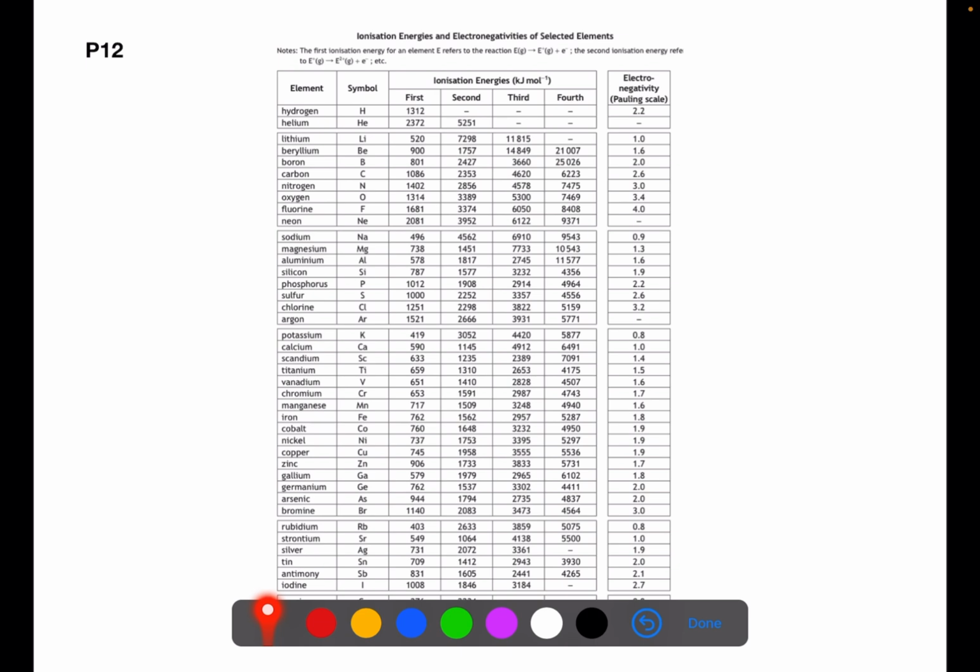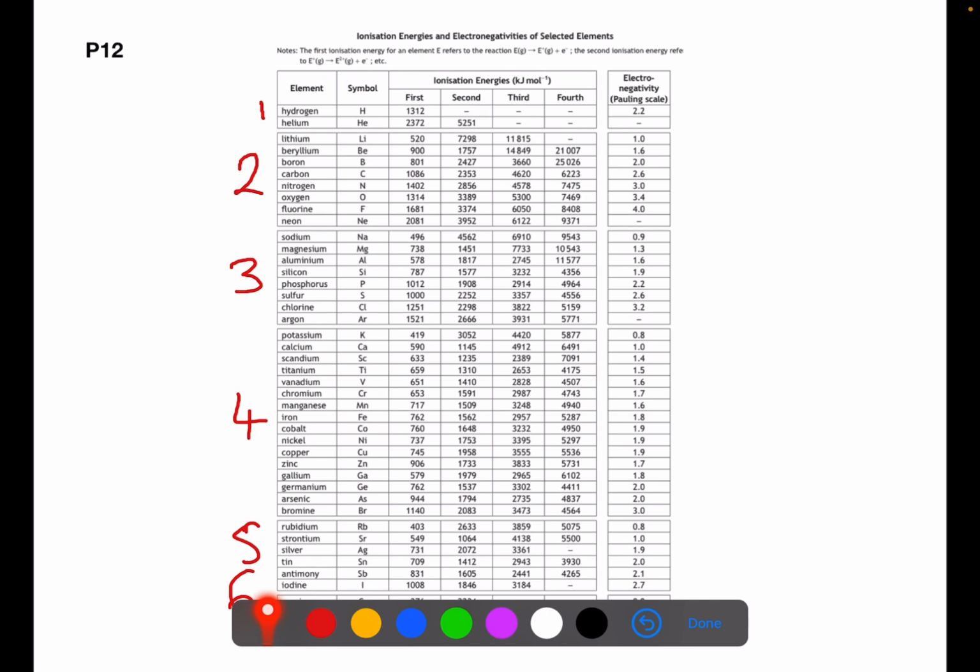On page 12, we have the ionization energies and electronegativities of selected elements. These are ordered into the periods. So you have period 1 here, period 2, 3, 4, 5, and 6 down at the bottom. So this can make it trickier to deal with because you are more used to seeing the periodic table in the groups and being able to scan through it that way or having them in alphabetical order. But this will allow you to have a look at some trends as well.